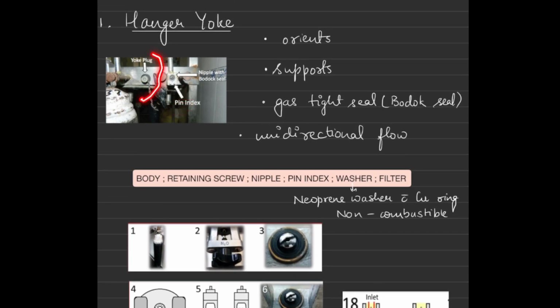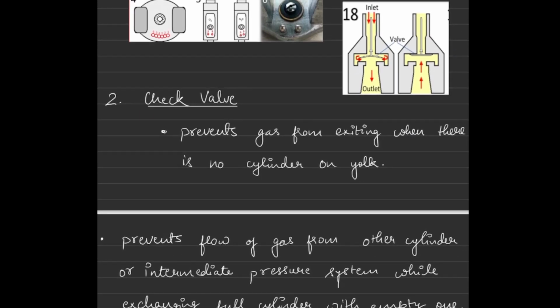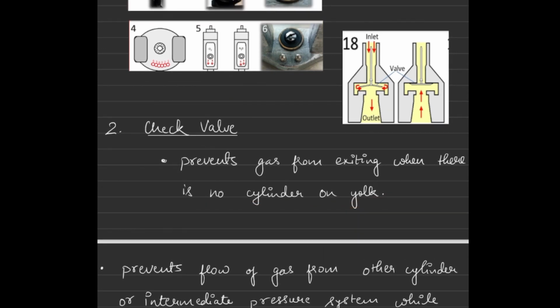What we can do is we can use a yoke plug. Yoke plug mimics the part of the cylinder and attaches to the hanger yoke assembly to prevent leakage. So another safety feature is the check valve which prevents gas from exiting when there is no cylinder on the yoke. This is a diagram showing the check valve.